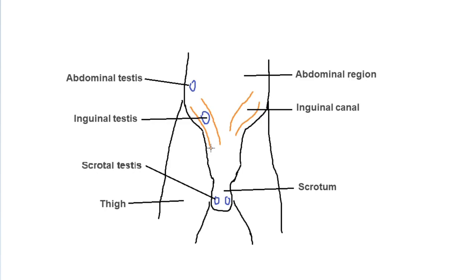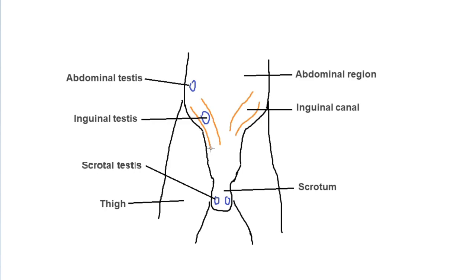Okay, at the end of the 7th month, the testes from the abdomen enter into the respective scrotal sacs. We have just seen the two scrotal compartments. So after the 7th month of embryonic development, each testis from the abdominal region enters into the respective scrotal sac.